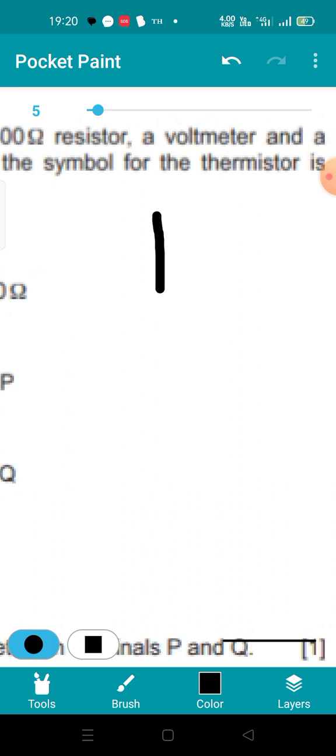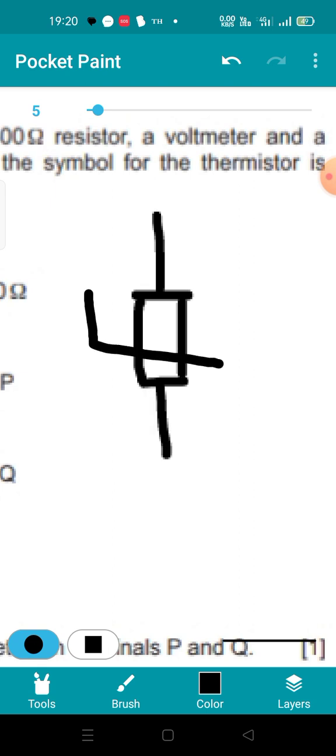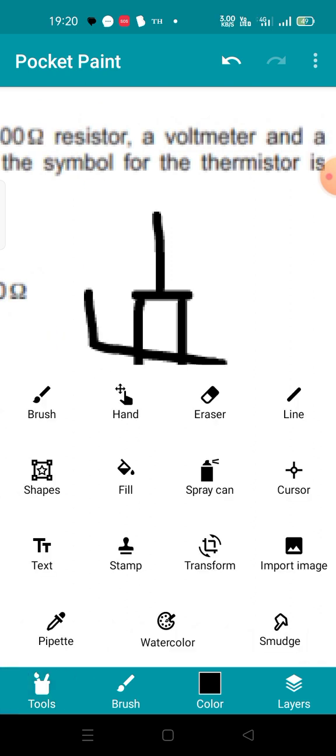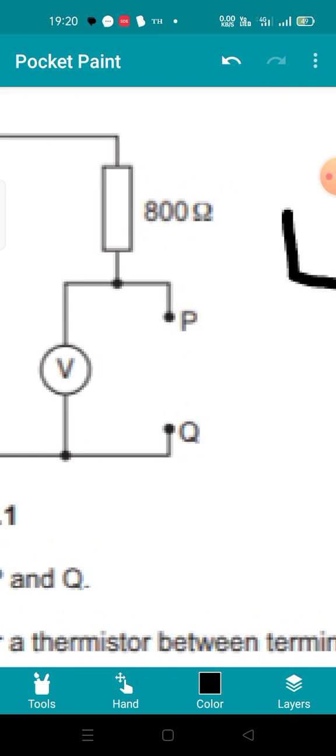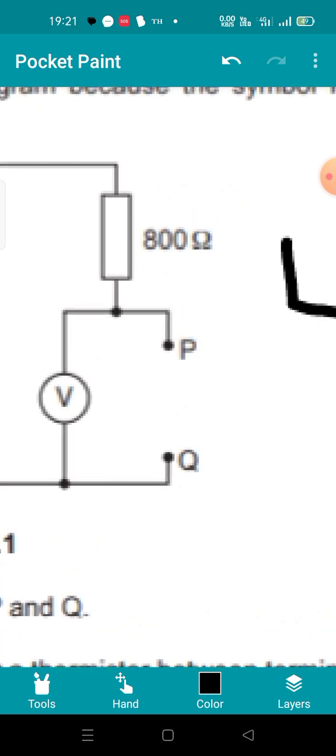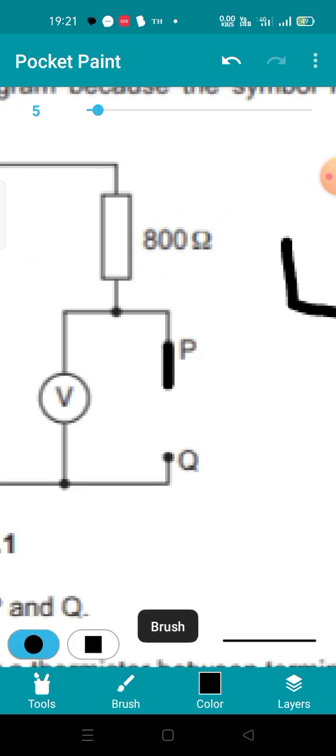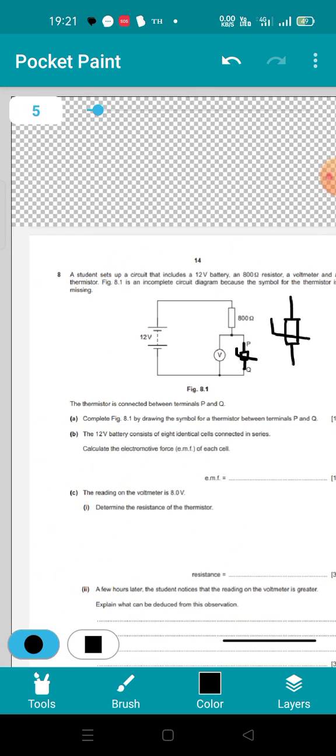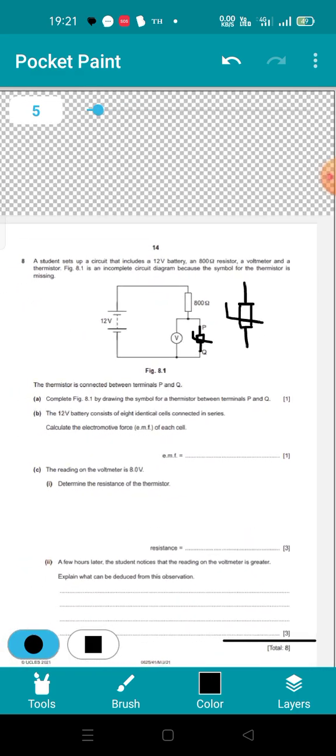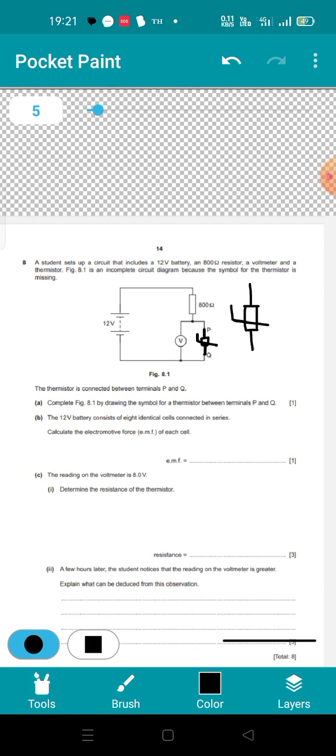A thermistor can be drawn like this. This is the standard circuit symbol of thermistor. We need to introduce this circuit symbol in the circuit diagram, between the terminals P and Q. So let's draw here. I'm drawing the circuit symbol of thermistor between P and Q. So in this way we can complete figure 8.1, and we have answered question A, which is for 1 mark.